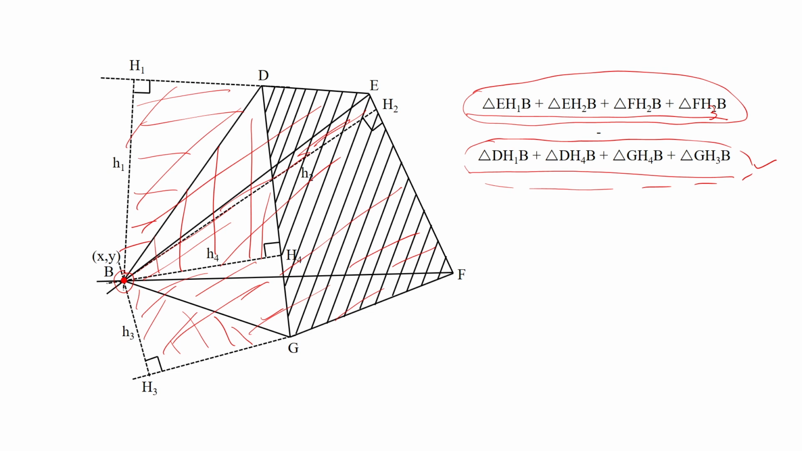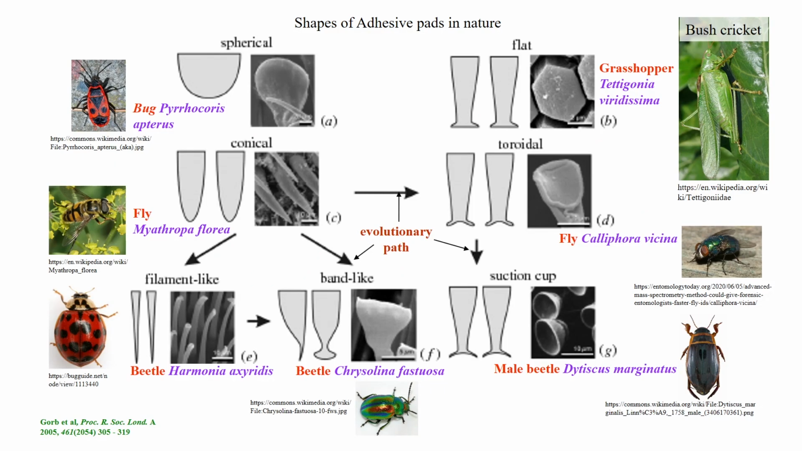Now, friends, the question arises: why am I interested in doing all this? The motivation comes from something like this. You see these different insects and bugs, and they have adhesive pads at their feet, and using these adhesive pads they can adhere to surfaces of different types: smooth surface, rough surface, wet surface, dry surface, surfaces having different types of roughness, chemical character, and so on.